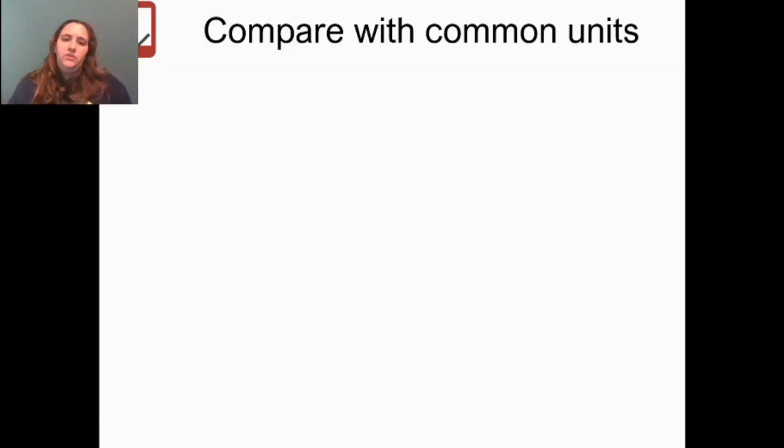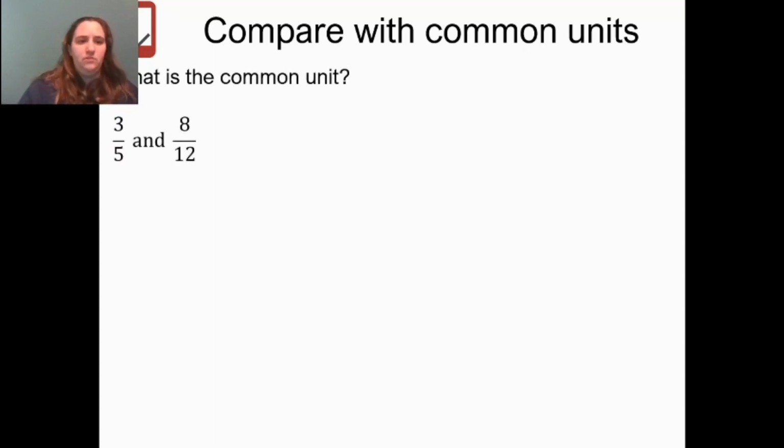Okay, so now we are going to compare with common units. And so we want to find out what is the common unit between 3/5 and 8/12. Well, when we look at this, we have our two denominators, 5 and 12. So we need to figure out what are the multiples of those two denominators, and what is the closest or lowest number that they have in common.